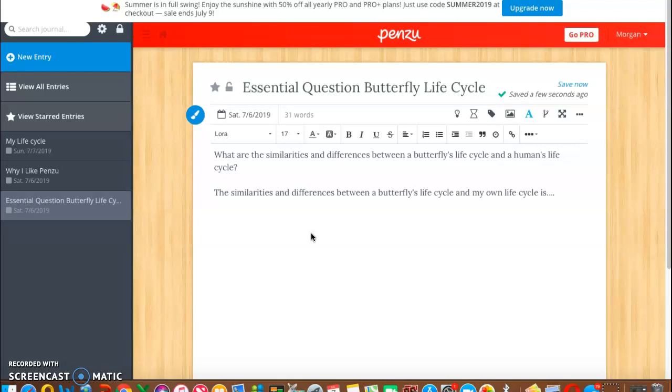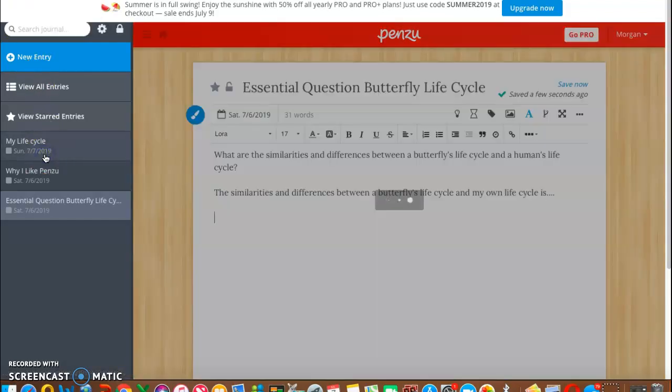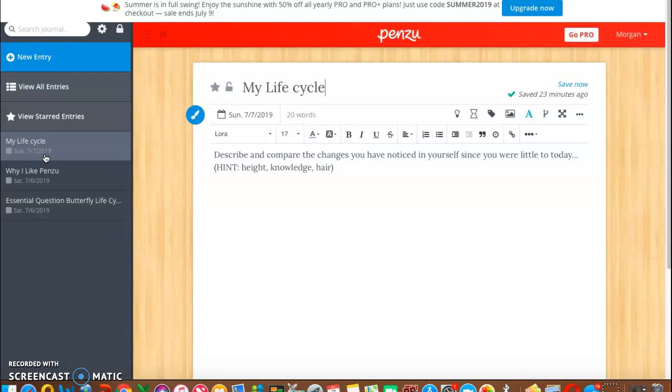And then to show you another way to include this, because this was just a science and literacy integration. You can also use it with social studies, but just to focus on literacy, I pulled out life cycle, and I've made a literacy prompt, or just a regular writing journal prompt, out of it. So I labeled it my life cycle, and I used the prompt: describe and compare the changes you have noticed in yourself since you were little to today. So I kind of gave my students a hint like height, knowledge, and hair.